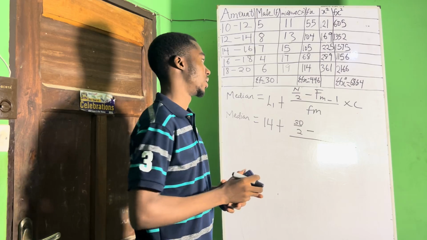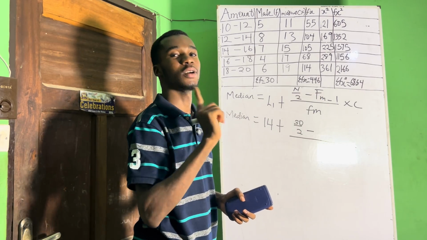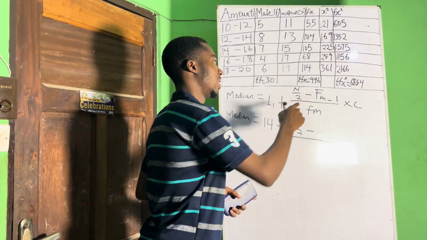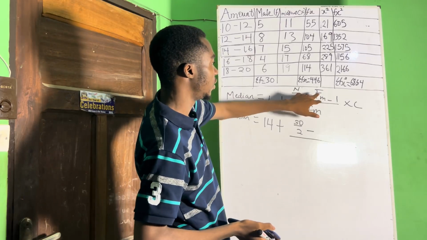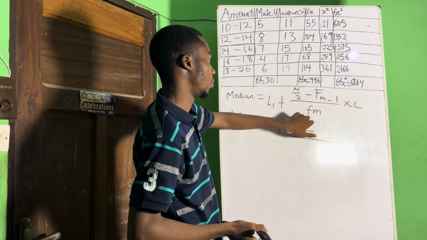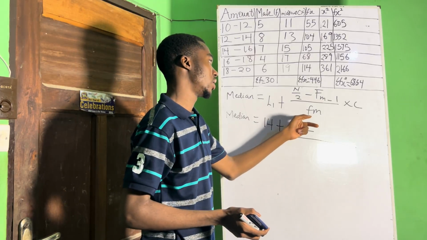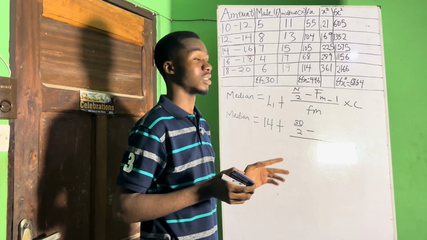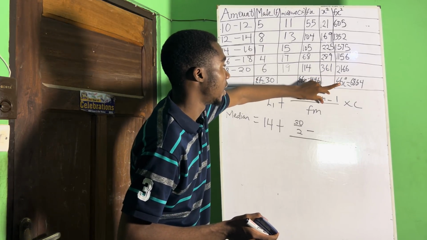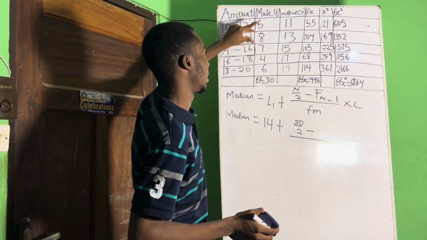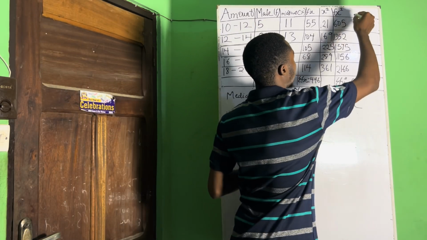Now take a look at this. The Fm minus 1 is the cumulative frequency before the median class. I repeat, the Fm minus 1 is the cumulative frequency before the median class. Usually they use capital F here and small f there. When you see capital F, just know they are talking about cumulative frequency. When you see small f, they are talking about the actual frequency. You get it? So this particular one is the cumulative frequency, capital Fm minus 1, before the median class. So we now have to find the cumulative frequency. So let's do it here.